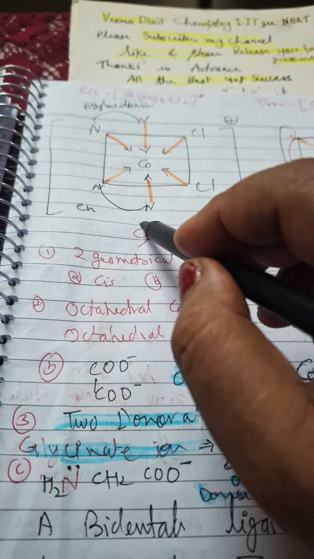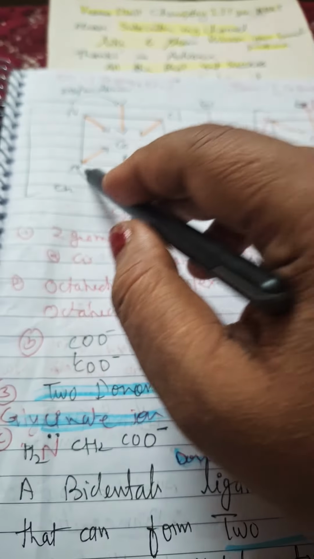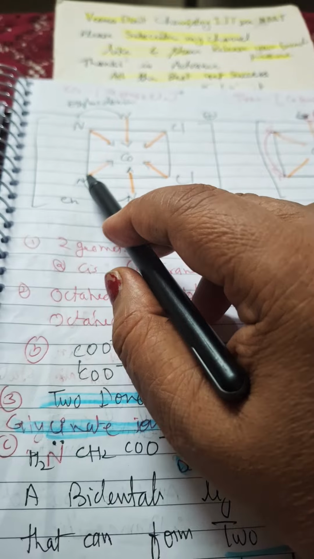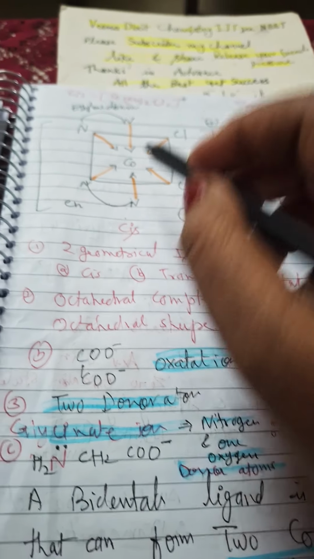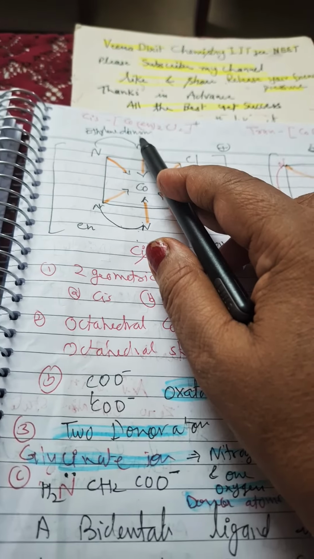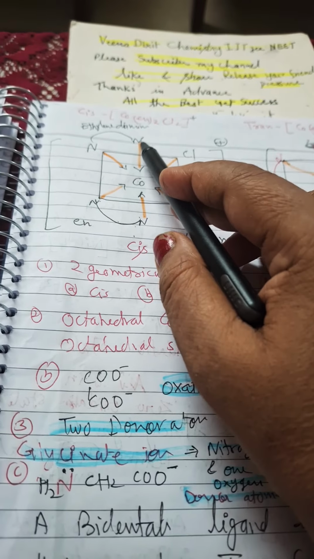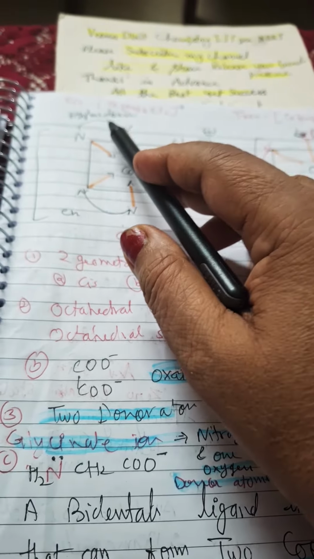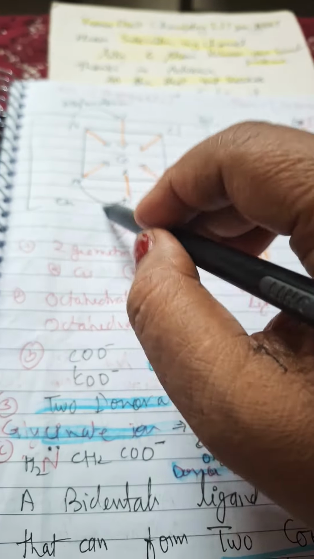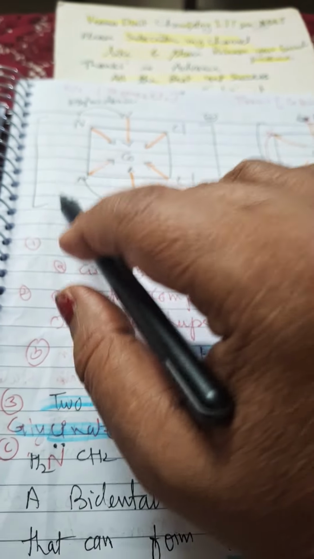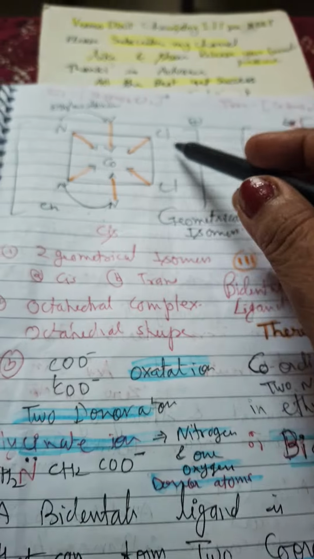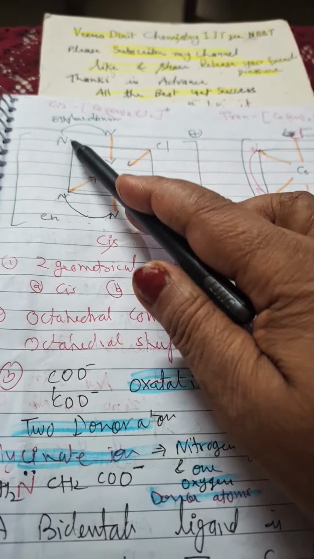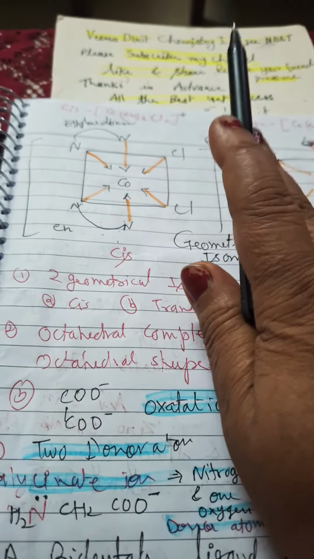So two bidentate ligands means 4 positions are occupied. Each one is a bidentate ligand, so two coordinate bonds are formed. This is the second bidentate ligand, so it will also form two coordinate bonds. So a total of 4 coordinate bonds are formed by the ethylene diamine. Bis ethylene diamine I will say, because 2 ethylene diamines are there, and 4 coordination sites because nitrogen donors are in the same molecule.